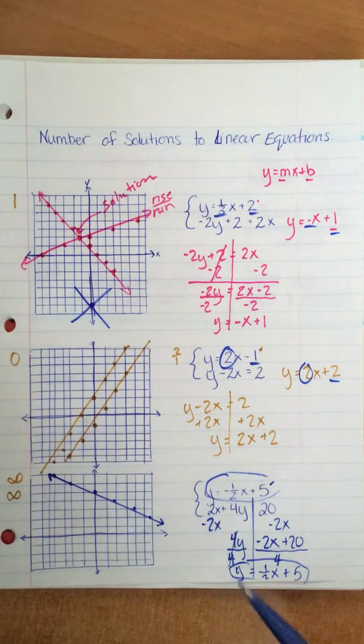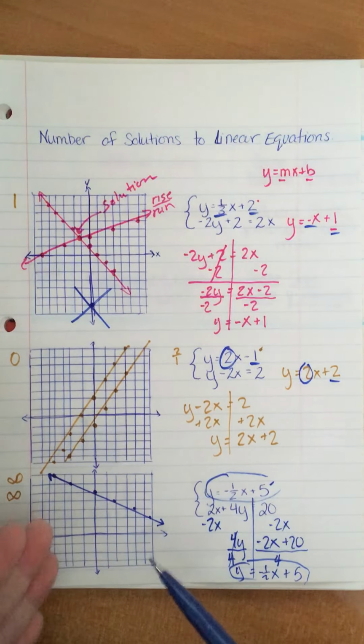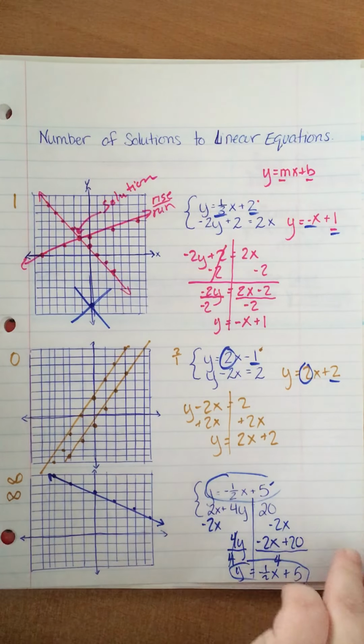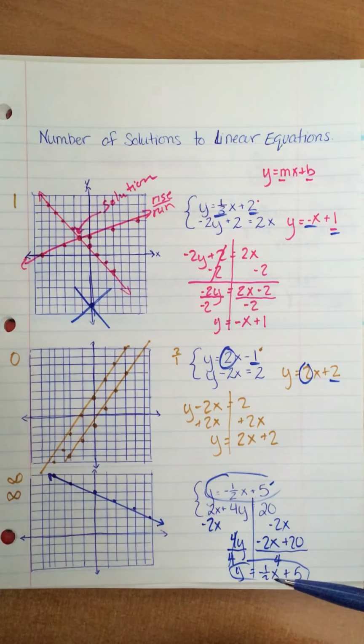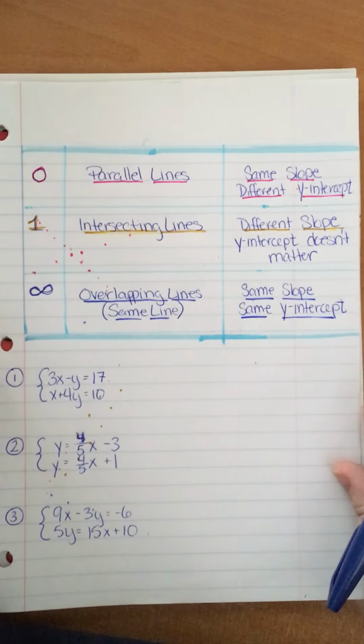So technically, all of the points of the first equation intersect with all of the points of the second equation. Right? Now notice here, same slope, same y-intercept. So you don't actually have to graph any of these to know how many possible solutions there are. You can follow along with this little chart here.